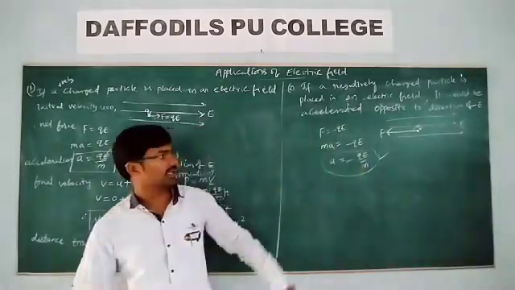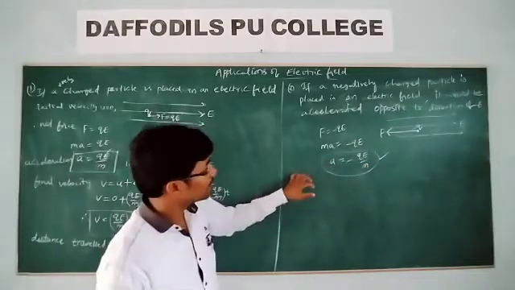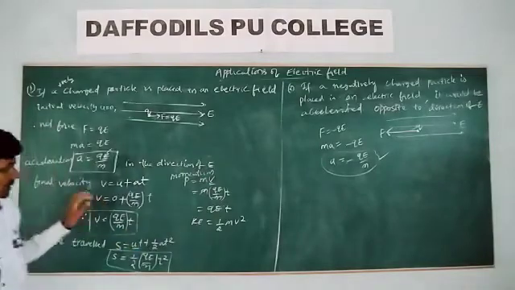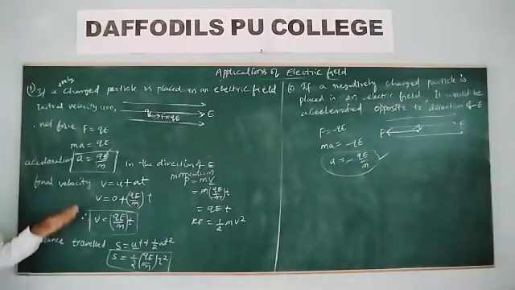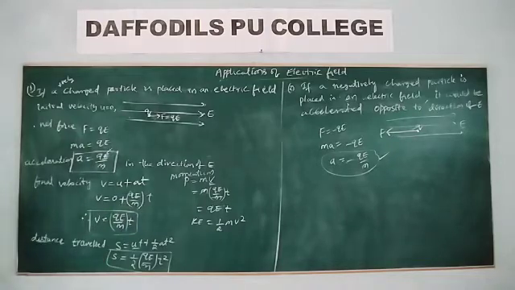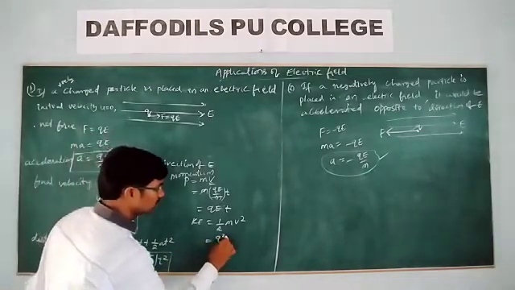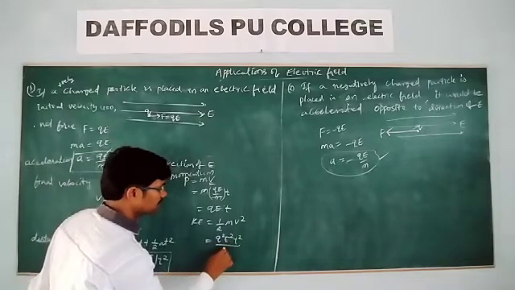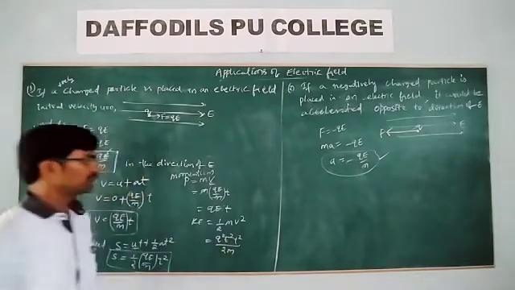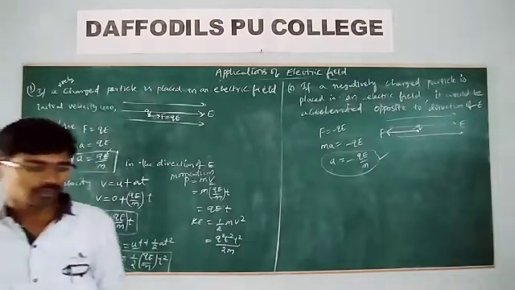The negative sign represents that the acceleration is opposite to the direction of the electric field. The velocity, distance traveled, acceleration, linear momentum or kinetic energy, whatever you take, are the same as before. So you get q square E square t square by 2m, p square by 2m. Same as that one you get.